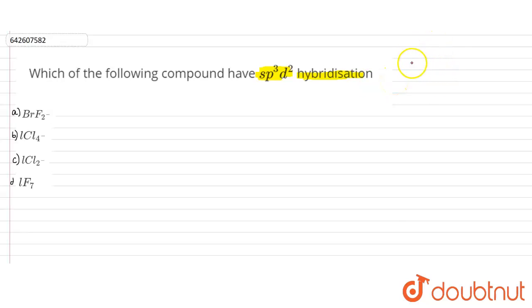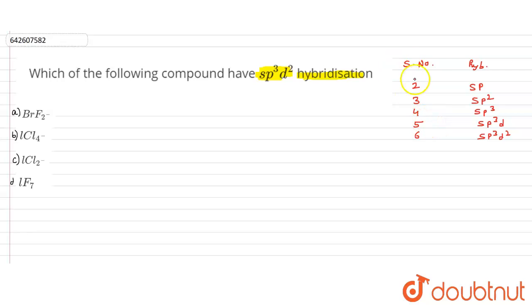So you can see here, let's say I'm writing here: this is steric number, and this is our hybridization. If steric number comes out to be 2, then hybridization will be sp. If steric number comes out to be 3, then hybridization will be sp2. If steric number is 4, then hybridization will be sp3. If steric number is 5, then hybridization will be sp3d. And if steric number comes out to be 6, then hybridization will be sp3d2. So this is the basic concept.